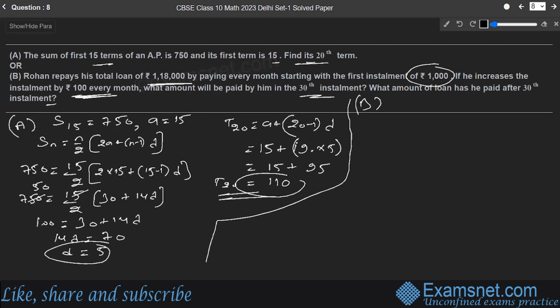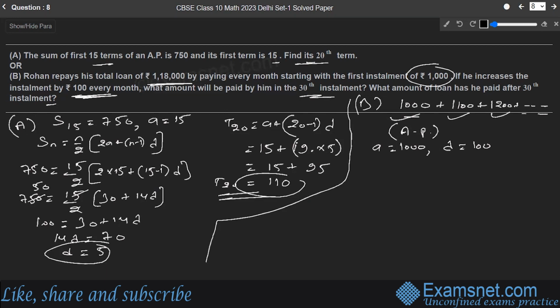So first of all, if he starts with the sum of 1000 and keeps on increasing 100 every time, in this particular fashion he will be paying the loan. This is how it will go. First month is 1000, then the next month will be 1100, then the next month it will be plus 100, that is 1200, and so on. So this is how we will progress, and this is nothing but an AP, an arithmetic progression, whose a value is nothing but 1000 and whose d value is nothing but 100, because he keeps on increasing by 100 rupees every time.